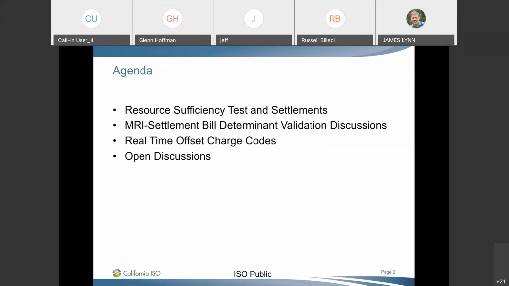But the area that I added is the real-time offset charge codes. I'm going to talk about what it is that they mean and why we have them, and then how we go about calculating them. This always seems to be an area that EIMs focus on when they're coming on. What does it mean? How do I allocate these charges? Why do I have these charges? After that, I'm going to open it up for just straight discussion.